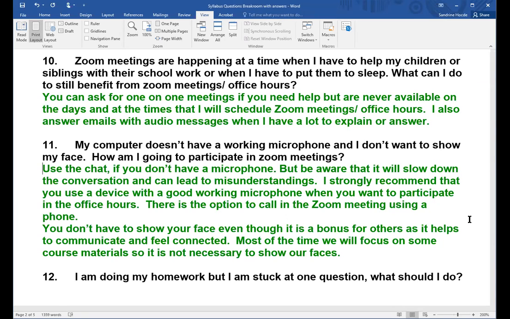I strongly recommend that you use a device with a good microphone if you want to participate in the office hours. One way to have a good microphone is to use a phone, right? You know that you can join the Zoom meeting using a phone, and at the same time join the meeting with a computer if, for example, you want to share a screen. You can do both. I would see you twice in my participant list. But that's a way to do it if you want to be able to talk and you don't have a working microphone on your laptop, for example.